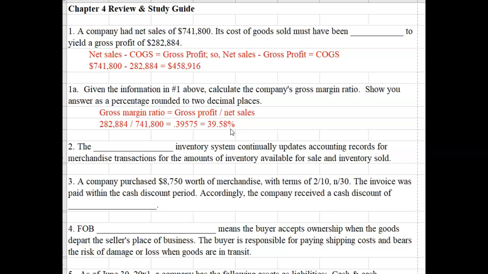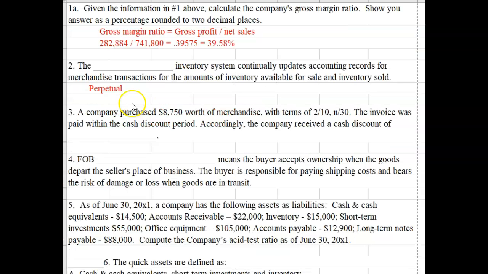Number 2. Which inventory system continually updates accounting records for merchandise transactions for the amounts of inventory available for sale and inventory sold? That would be the perpetual inventory system as opposed to the periodic inventory system.